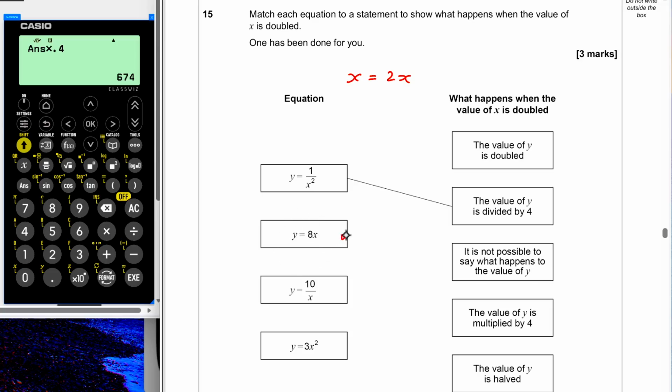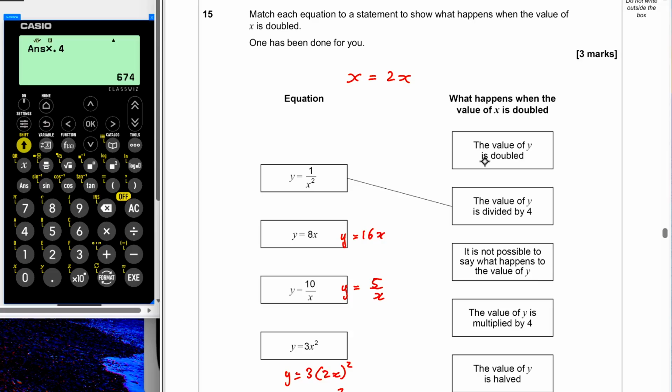So this one would become y is equal to 16x. This one would become y equals 5 over x, because it would be 10 over 2x, which simplifies. Y is equal to 3x squared. For x, that would become y is equal to, I'm going to do 2 steps for this working, 2x squared. So that's going to become 4x squared, 4 times 12x squared. Right, so that's what they would become.